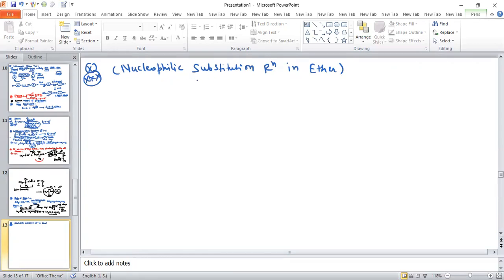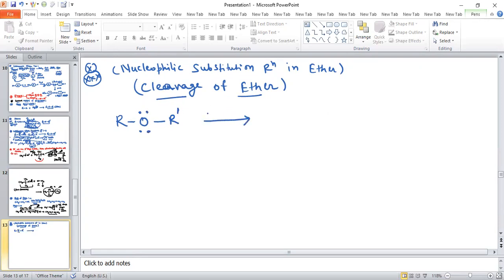So basically, nucleophilic substitution in ether is based on cleavage of ether. The ether will break. How will the ether break? See, for example, an ether is given as R, O, R dash. This oxygen has a lone pair of electrons. When the ether reacts in the presence of HX, how will the reaction take place?